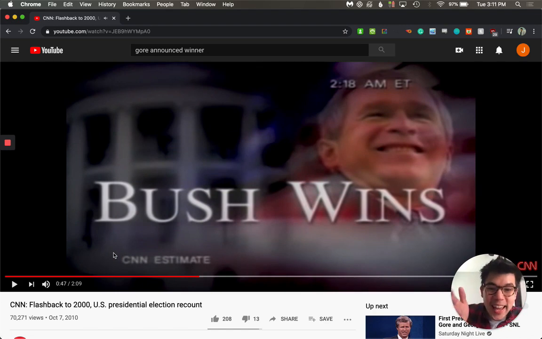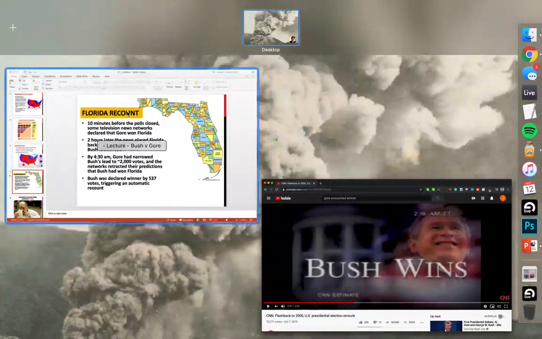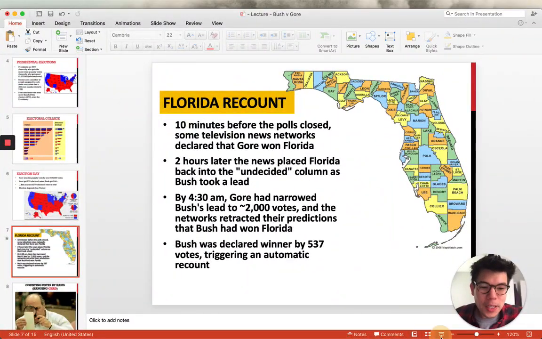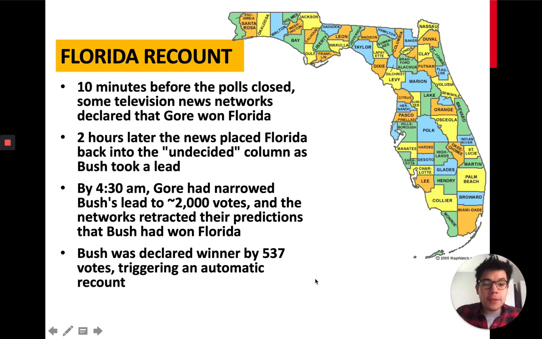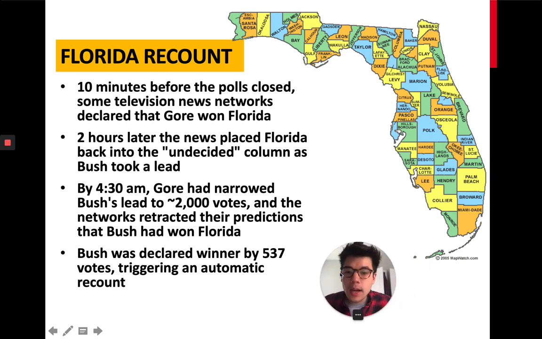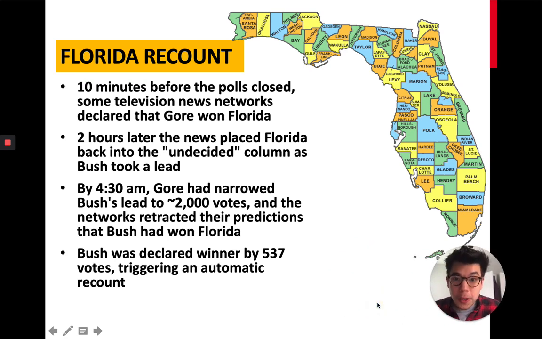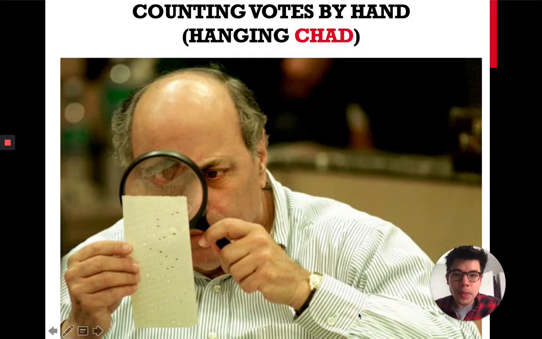Look, 2:18 a.m., right? The news network is flip-flopping. They're like, we called it too early. And because that vote is so close, automatically, by law, there's a recount. Well, if you're George Bush, you're like, what? No recount. I won. Clearly I won. Let's just keep going with the whole presidency thing.